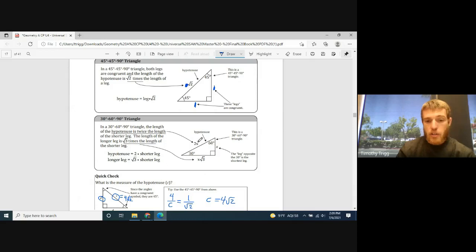Now, again, I want you to just imagine these are ones. So where it says 2x, just make that a 2. Where it says x times square root of 3, just the square root of 3 is fine. And where it just says x, just make that a 1. So what you want to remember is 1, 2, square root of 3.